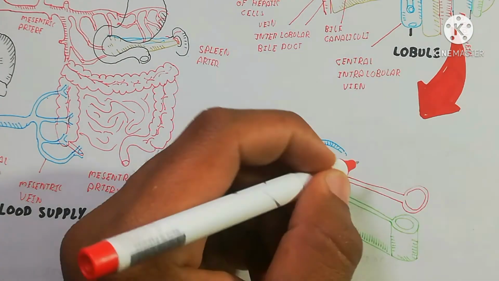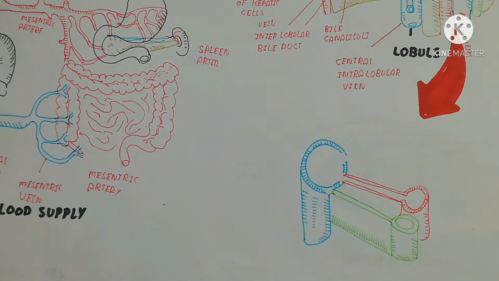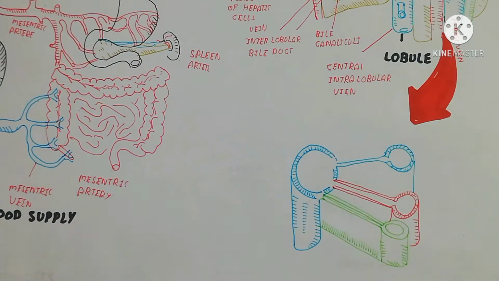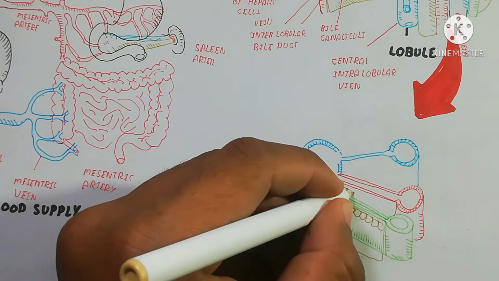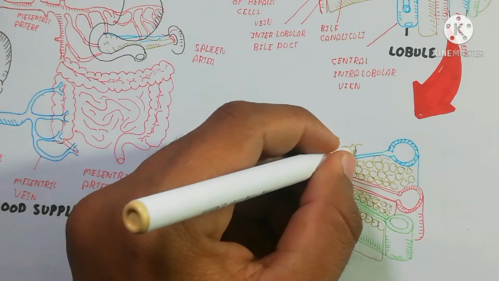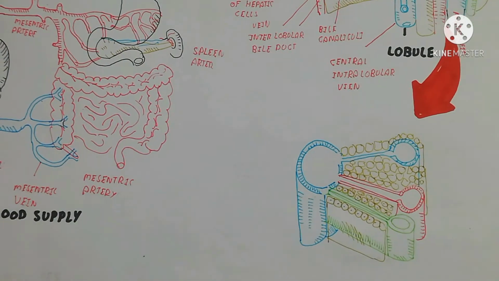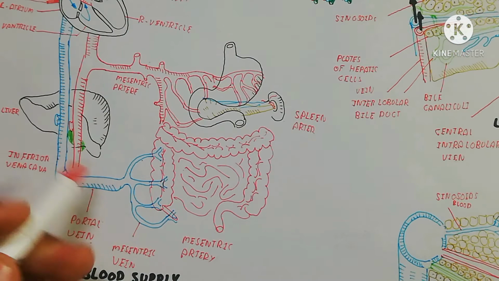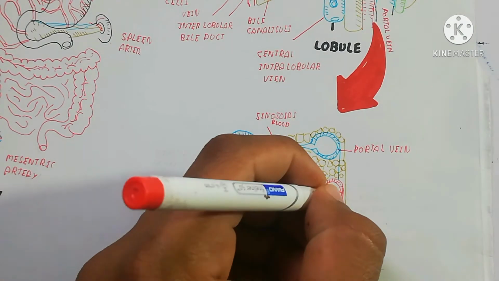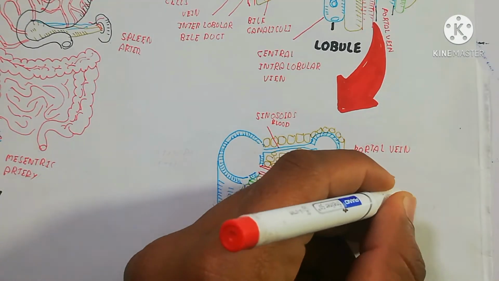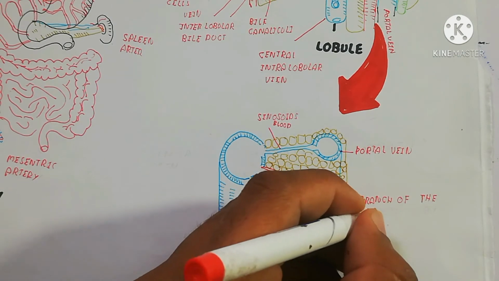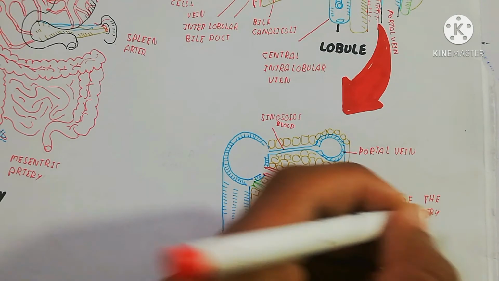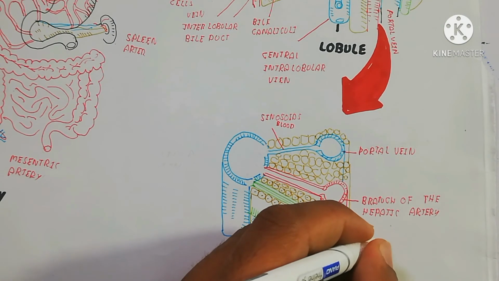lobule, which is the further cross section here, and that is the portal vein, which is showing beside the central vein, and the branch of the hepatic artery is showing, and there's a bile duct also present. All these things are collapsed together, but here I am drawing them separately for understanding.